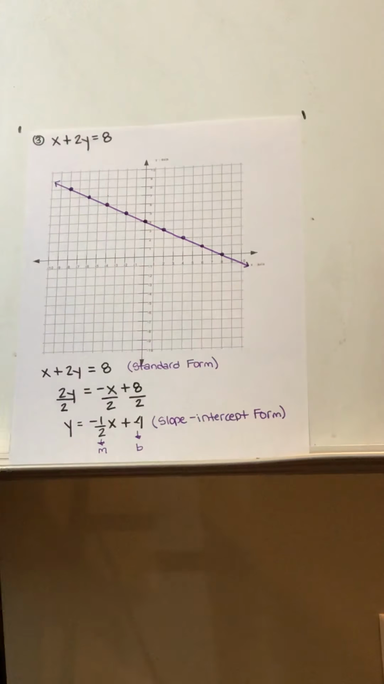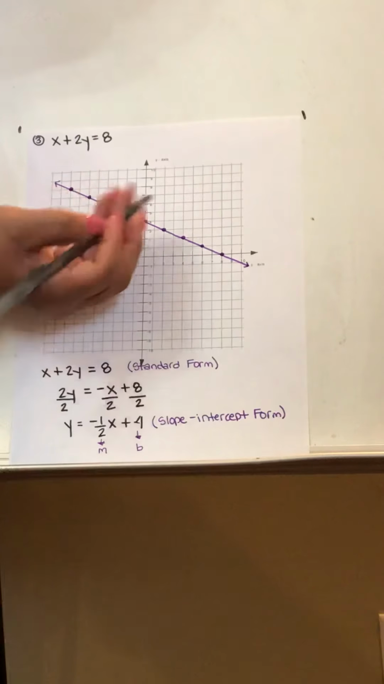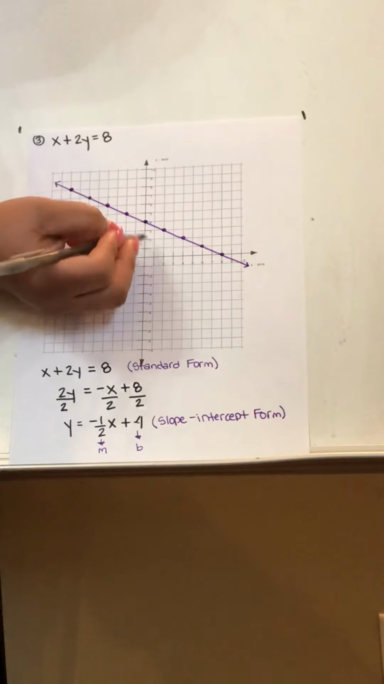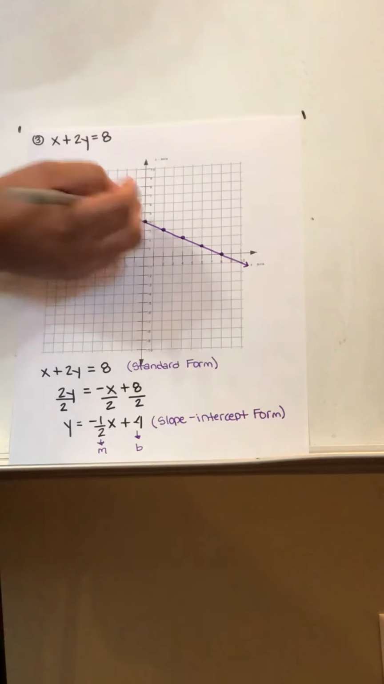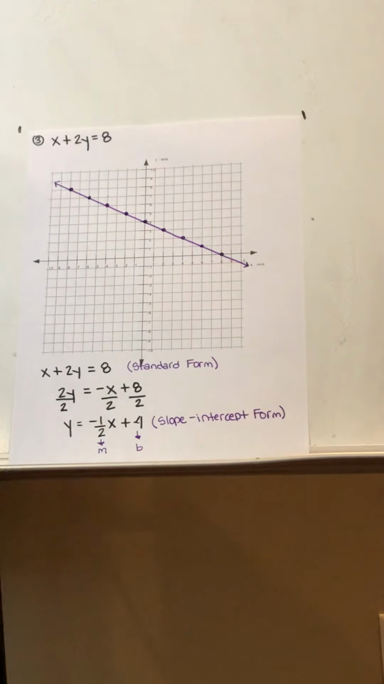So I put my first point on the y-axis at 4. This is where 0 is. 1, 2, 3, 4. Y-intercept. Now from that point, this time my slope is negative. If you have a negative slope, that means you're not going to rise. You're going to fall. I take care of the negative by going down 1.